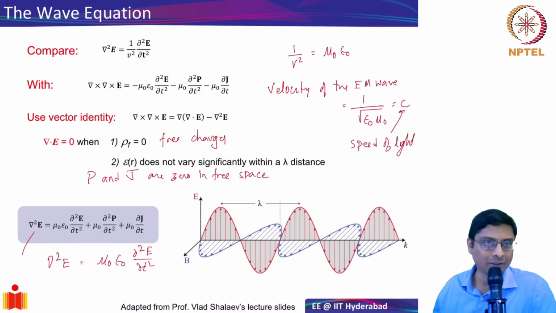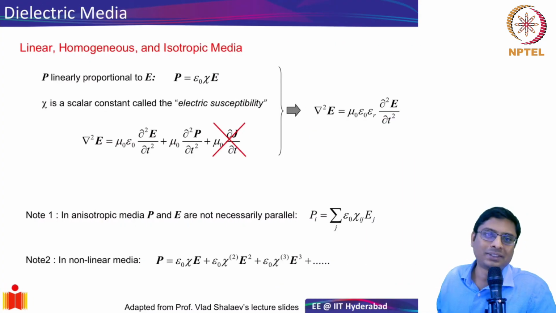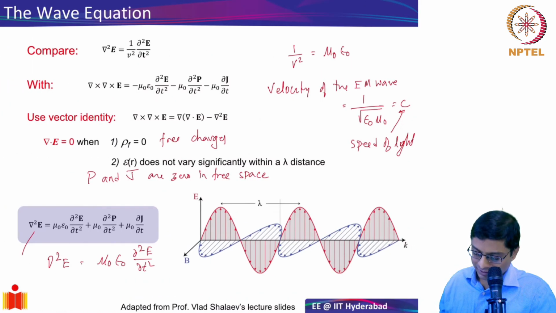So this is how an electromagnetic wave propagates. This is the solution of a wave equation. Now what happens in a regular medium? Let's say I take a piece of glass. How does the electromagnetic wave propagate in that? If you go back and look at the original equation, what would change when you consider glass?